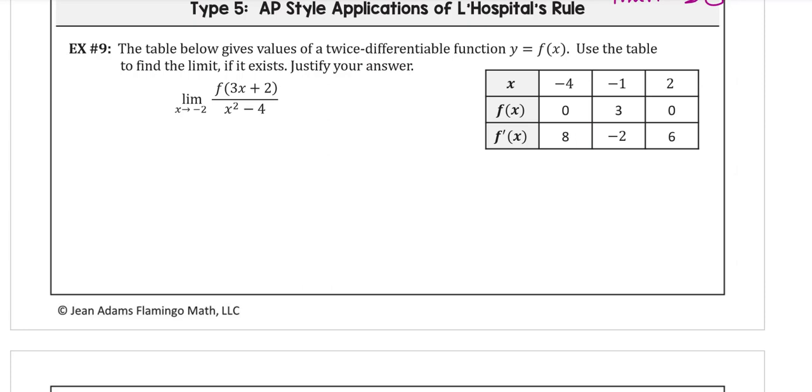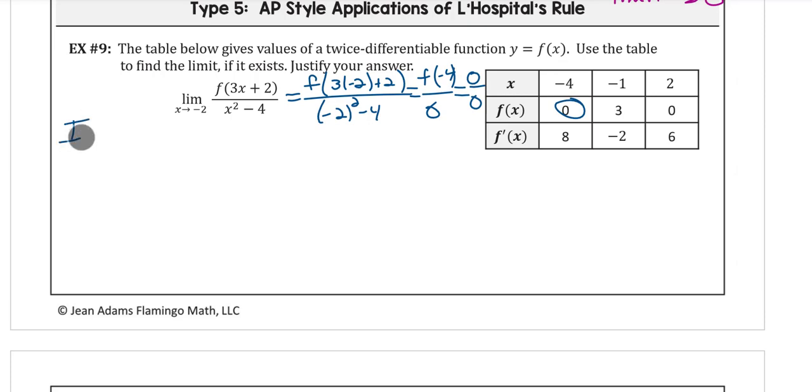Okay, so what we can do is we can start with a direct substitution. So we are looking for f of 3 times negative 2 plus 2 over negative 2 squared minus 4. So this is going to be f of negative 4 over 0. F of negative 4 is 0, so we have 0 over 0. So we have the indeterminate form. So we're going to apply L'Hopital's rule.